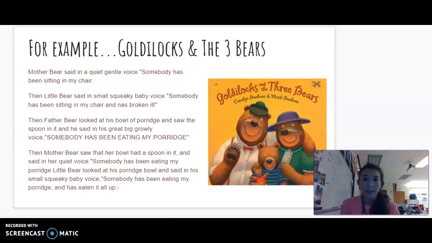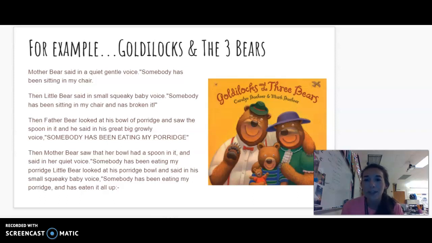one day, and Mother Bear said in a quiet, gentle voice, "Somebody has been sitting in my chair." Then Little Bear said in a small, squeaky baby voice, "Somebody has been sitting in my chair and has broken it." Then Father Bear looks at his bowl of porridge and saw the spoon in it, and he said in a great big growl, "Somebody has been eating my porridge." Then Mother Bear saw that her bowl had a spoon in it, and said in her quiet voice, "Somebody has been eating my porridge, Little Bear." And Little Bear looked at his porridge bowl and said in his small, squeaky baby voice, "Somebody has been eating my porridge and has eaten it all up."